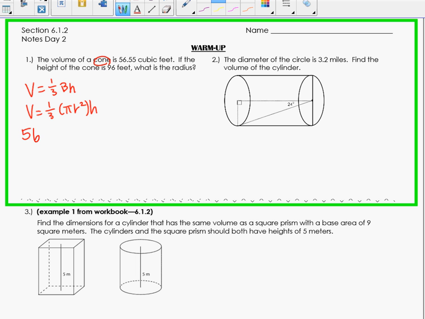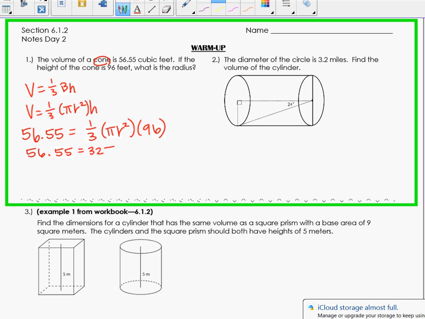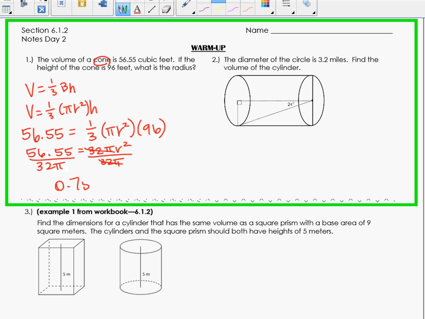So the volume is 56.55. And the 1/3 obviously doesn't change. It's looking for the radius. And then the height is 96. So if you multiplied 1/3 and 96 together, you get 32. So you get 56.55 equals 32 pi r squared. So I'm going to divide both sides by 32 pi. And then when you square root both sides, since you're just left with the r squared, you end up getting 0.75. And this is feet, and that's your radius.